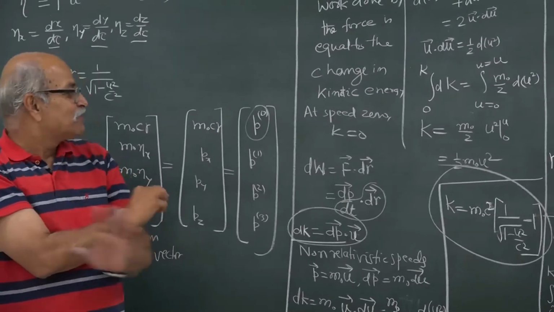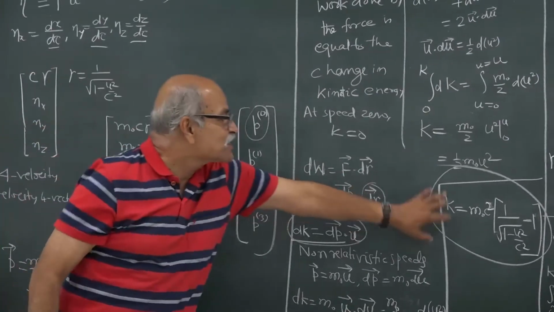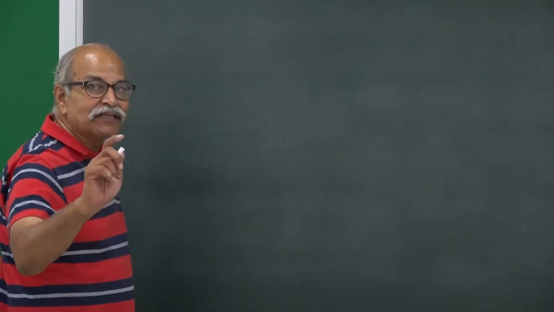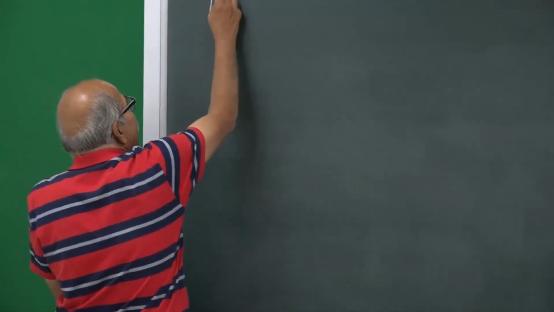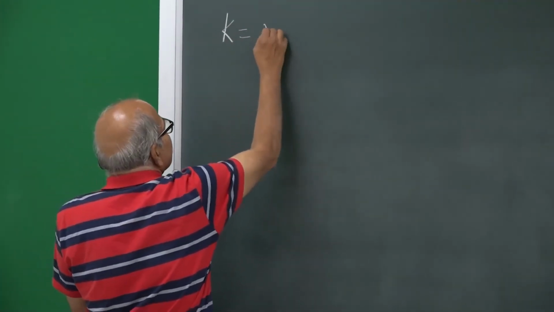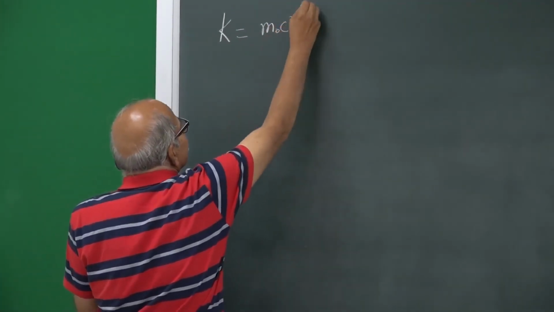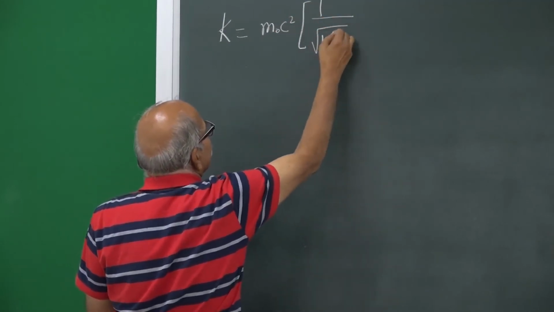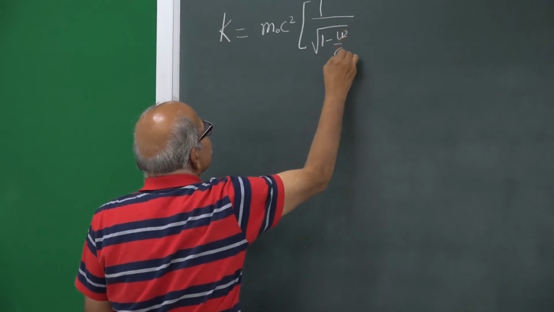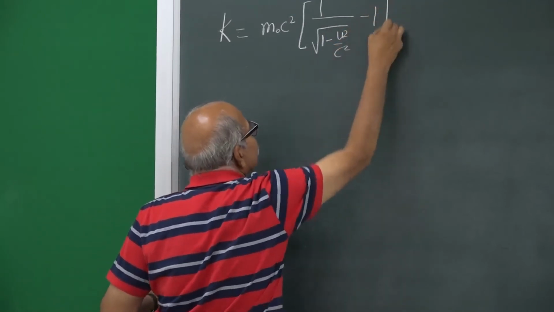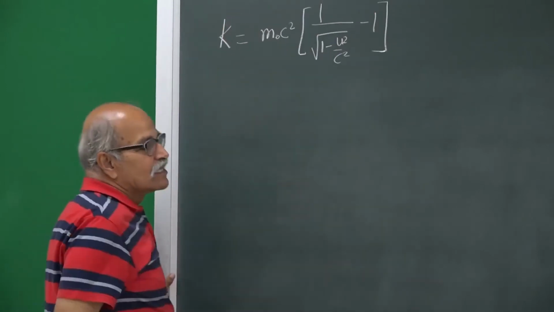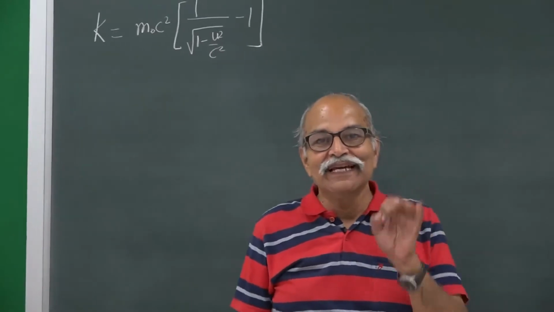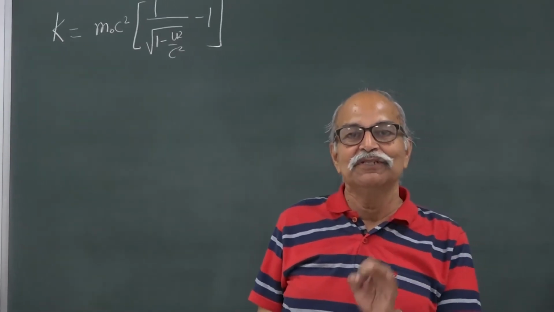Okay. So, let me clean the board, write this expression again and start discussing it. So, the kinetic energy expression is k equal to m naught c square, then within bracket 1 by square root of 1 minus u square by c square, minus 1. This is the expression for kinetic energy in place of half m naught u square.